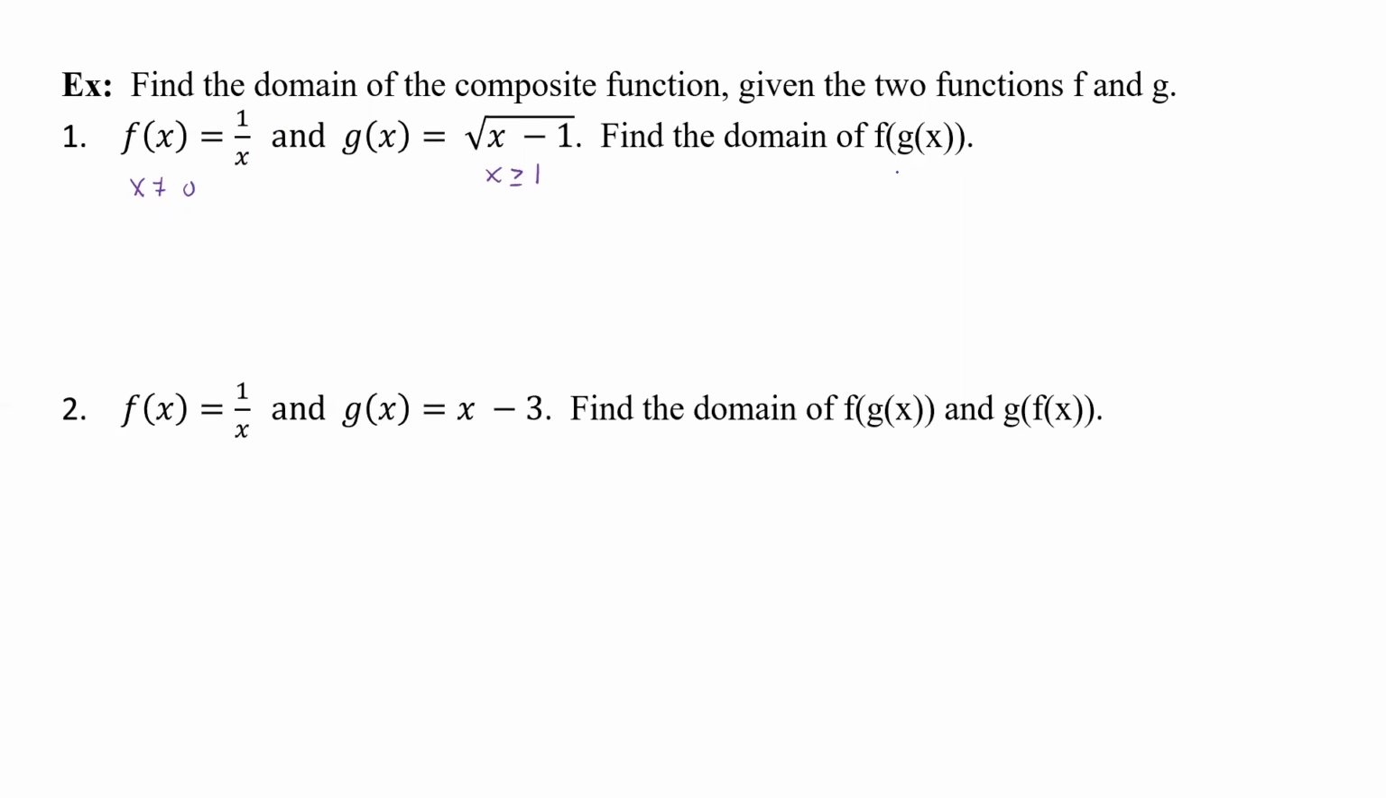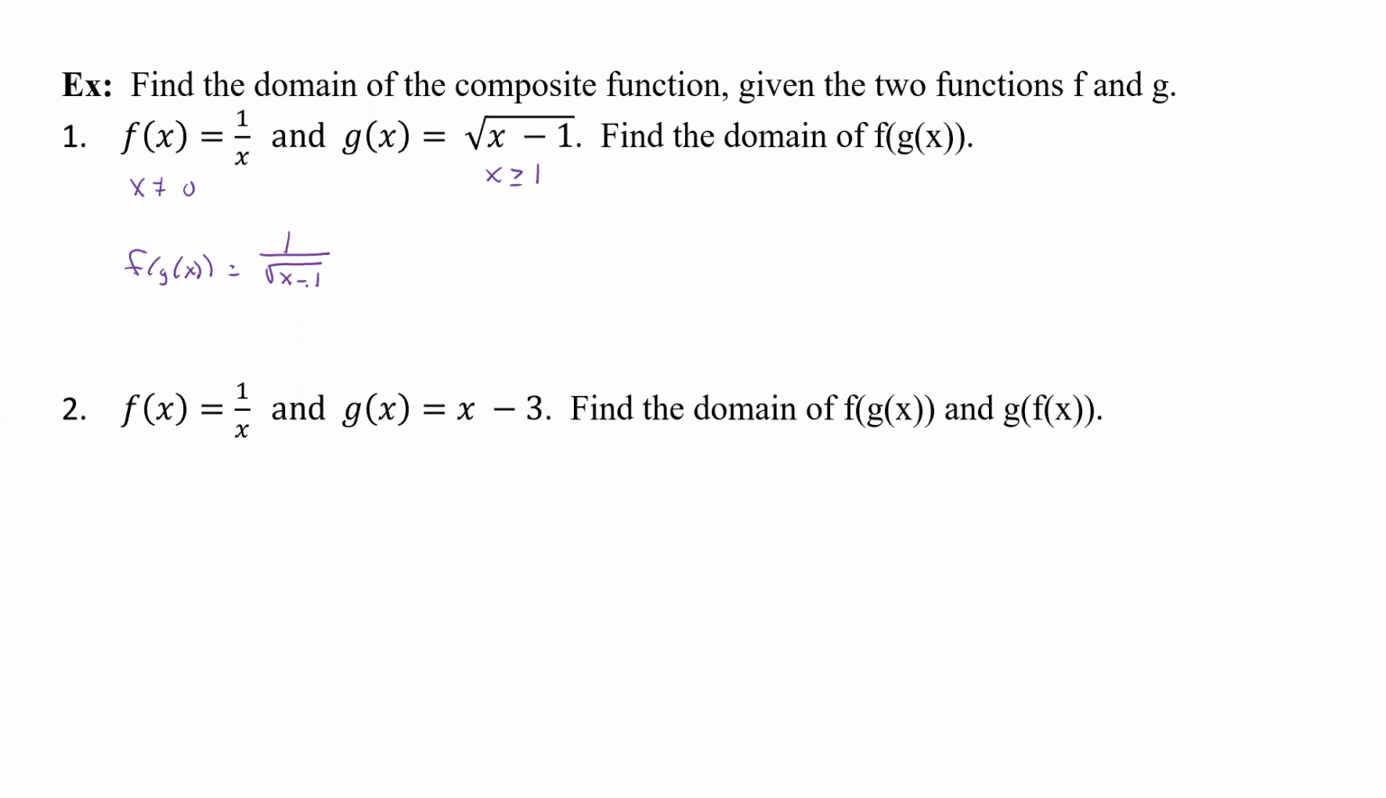But we want to find f of g of x. So we're going to plug g of x into f of x. So f of g of x is equal to 1 over the square root of x minus 1. Okay, so now with this one, what do we have? Well, we have to think about how this works.